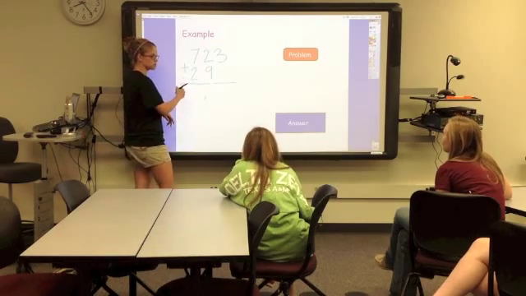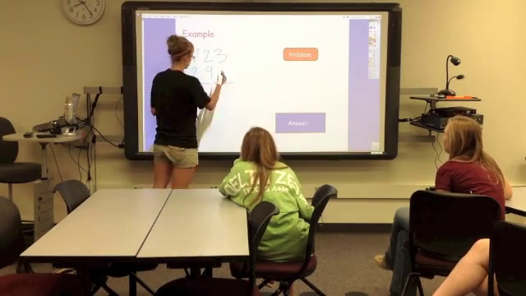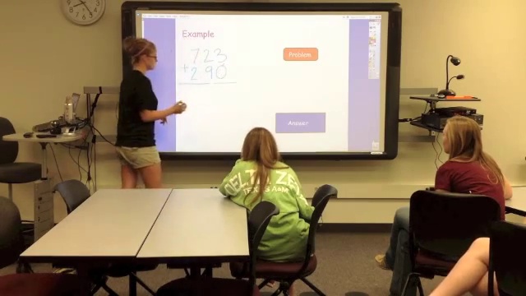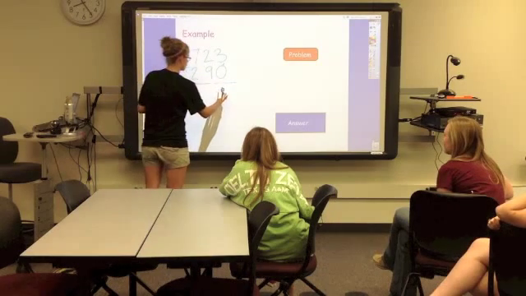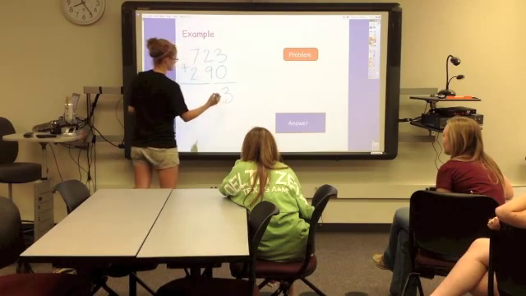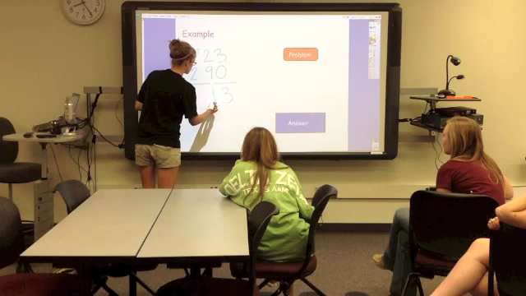Placeholders. Do I need any placeholders in here? Yes. Where do I need my placeholder? Under the 3. Perfect. All right, what's my next step? Add like normal. So 3 plus 0 is? 3. 2 plus 9 is? 11. What am I going to do with that 1?